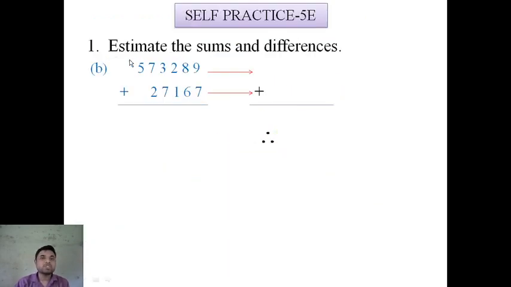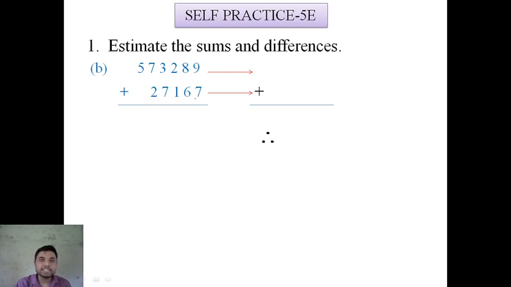Cell practice 5b, question number 1. Estimate the sums and differences. Okay, so what is given? My dear students, what you have learned from that rule, listen here. If you do not understand, just see the rules, then do it. First step: what is the first step? We have to find which number is the smallest number, this number or this number. Obviously this is the smallest number.